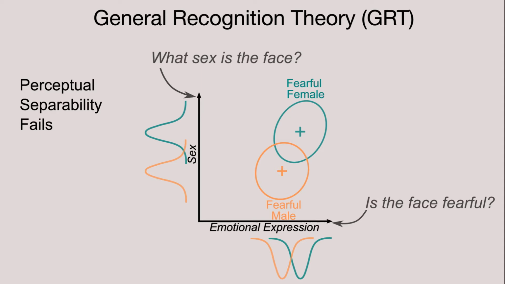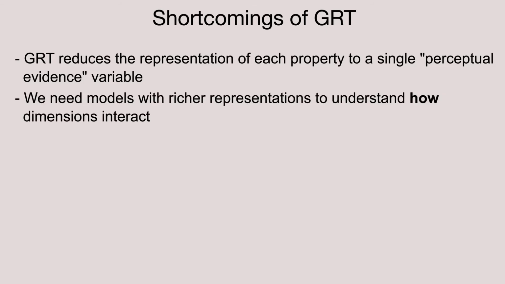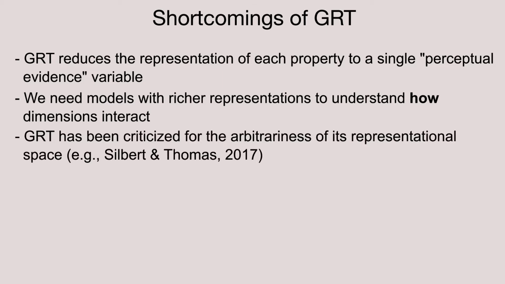GRT has been extremely useful to study invariance and configurality of visual representations, but it also has some shortcomings. First, GRT reduces the representation of a dimension to a single variable, providing insight on whether two dimensions interact, but not how two dimensions interact. Second, GRT has been criticized for the arbitrariness of the dimensional space in which the model is presented.